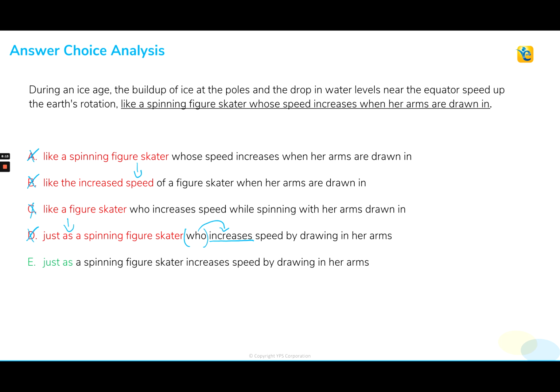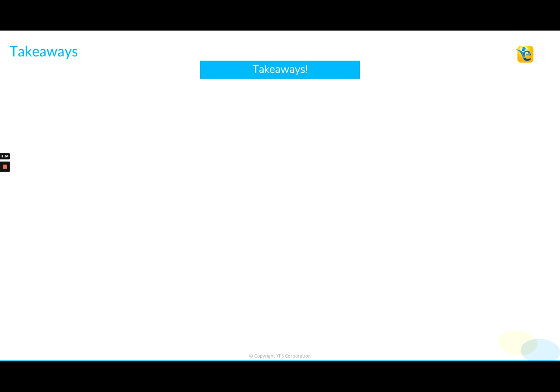So D is not getting the job done, and we're going to go ahead and have to eliminate D and hope choice E has our correct answer for us, and it absolutely does: just as a spinning figure skater increases. So here we have that verb, skater increases speed by drawing in her arms. So we have logically what we need. The way the Earth's rotation is sped up compared to the way a figure skater increases speed by drawing her arms in. So we have a process to process, or the way in which something is done to the way in which the figure skater increases speed. So choice E gets the job done for us, gives us that logically correct and, with the use of as, grammatically correct comparison.